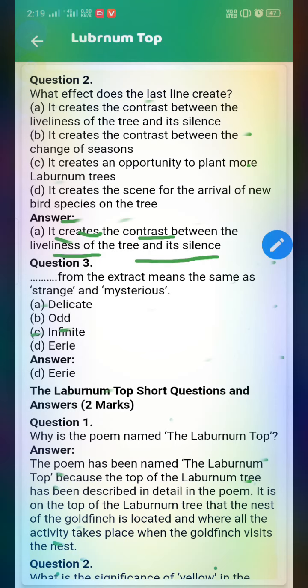Question number 3. From the extract, which word means the same as strange and mysterious? The answer is array.